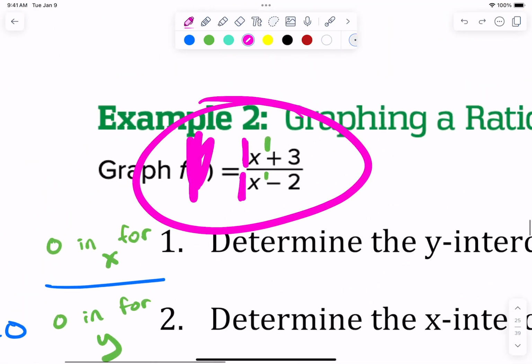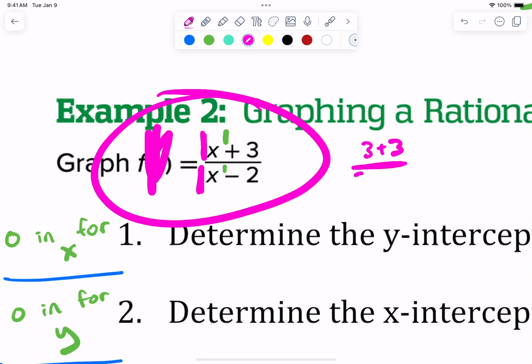If I plug 3 in, let's see what I get for 3. 3 plus 3 over 3 minus 2, 6 over 1. So it'll be at 3, 6.